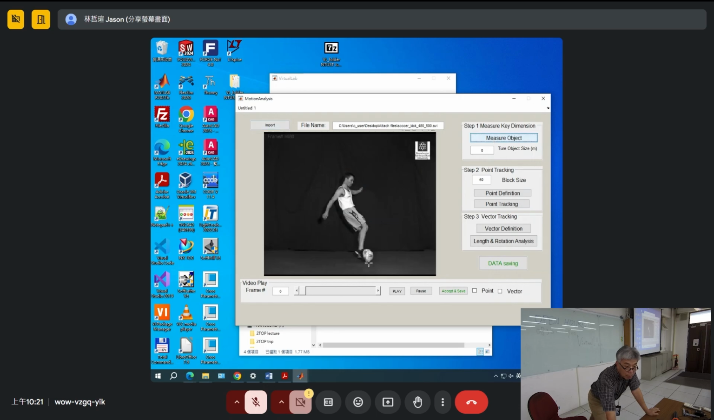So measure object. From here, draw one line, go one more line, go another line. I just measure the diameter of the ball in pixels. And the diameter of the circle, let's say, I don't remember, 0.4 something. Good. 0.4.